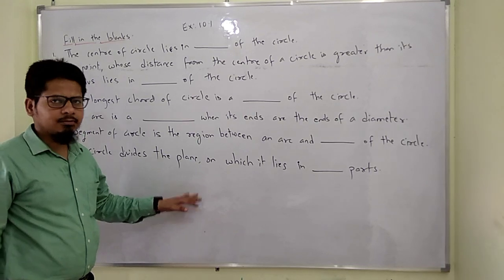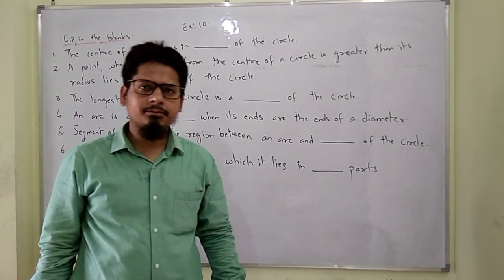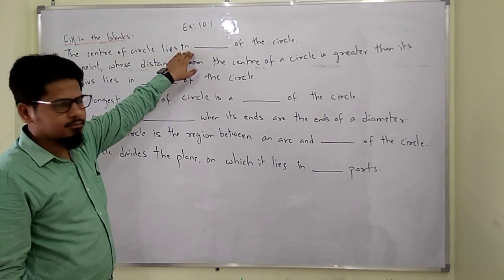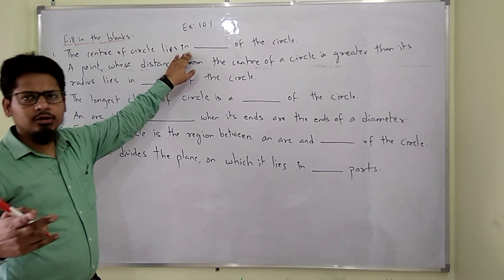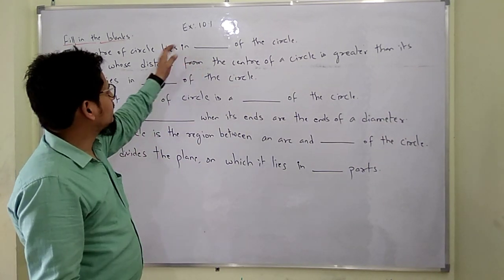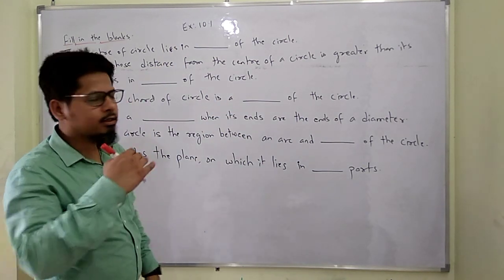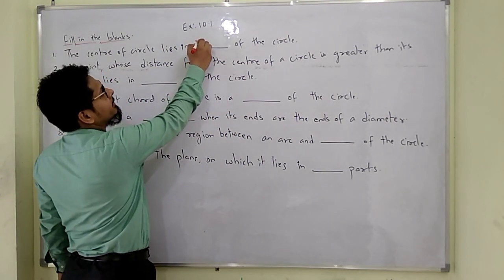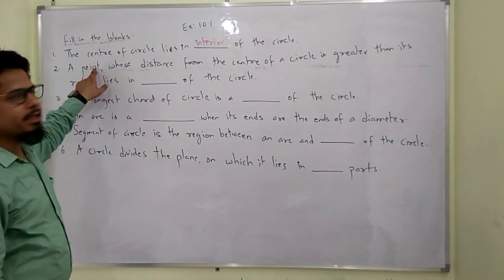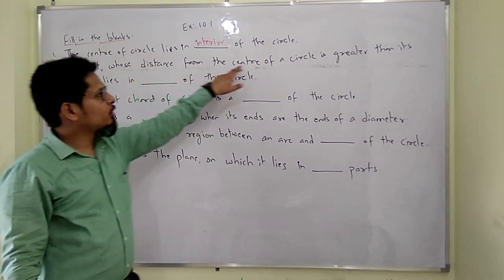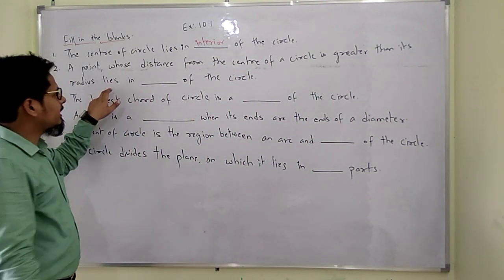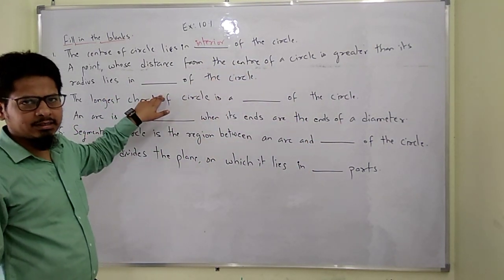Class, I have written down all these fill in the blanks here. First I am going to explain: the center of a circle lies in dash. Actually, the options are given in the question when you see the book: exterior and interior. The center is in the interior of the circle, so the answer is interior. Second, a point whose distance from the center of a circle is greater than its radius lies in dash of the circle. The answer is exterior.